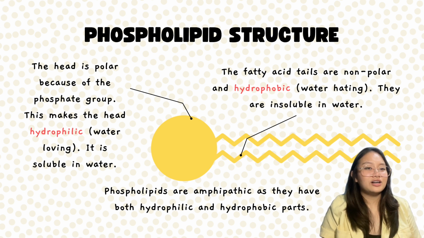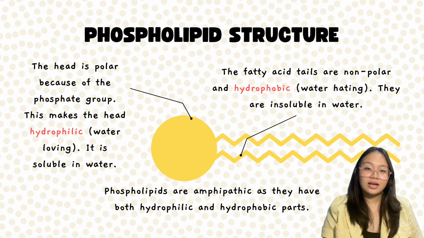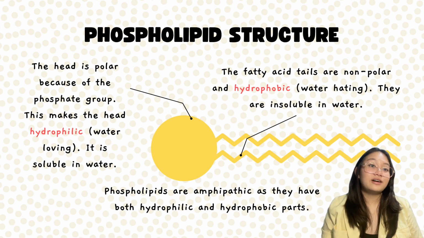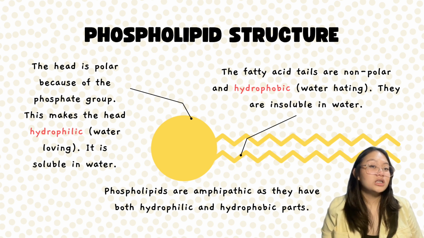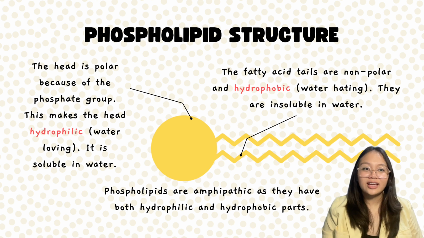So the head of the phospholipid is made out of glycerol and the phosphate group. And together, these make the hydrophilic, also known as water-loving, or the polar part of the phospholipid structure. And then the 2 tails are 2 fatty acids that are non-polar and hydrophobic or water-fearing. And then of these 2 fatty acid chains, one is usually saturated or straight and the other is unsaturated, which has a kink due to a double bond.